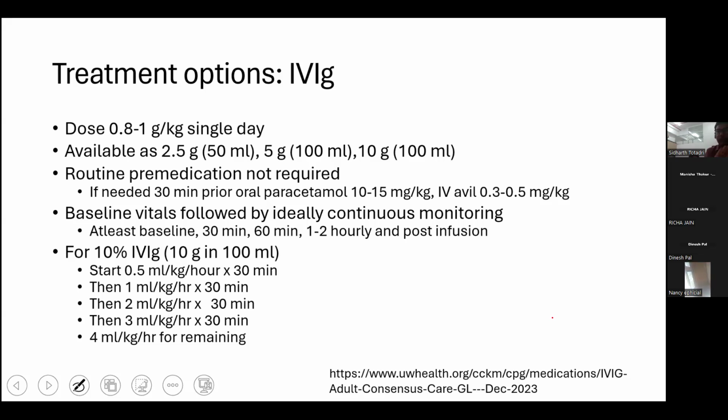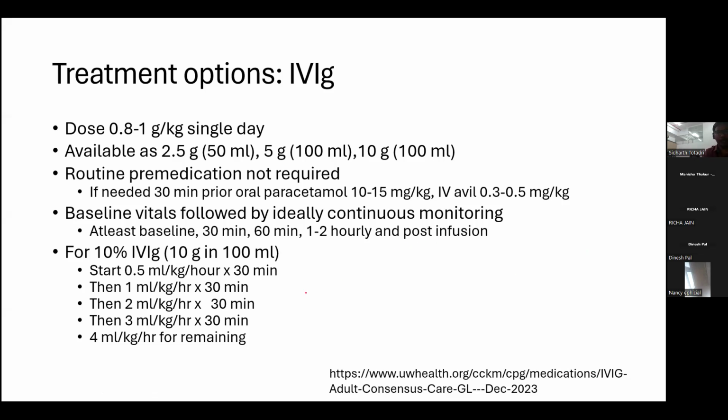Usually pre-medication is not required in an otherwise well child who has never received IVIG before. But if you are worried that the child might have a reaction, or there is a previous history of reaction, then you might give a dose of paracetamol and an IV Avil half an hour prior to giving the infusion. You have to ideally put the child on continuous vital monitoring, but if you don't have access to continuous vital monitoring, at least check baseline, after half an hour, after 1 hour, and at least 1 to 2 hours during the infusion and post infusion.